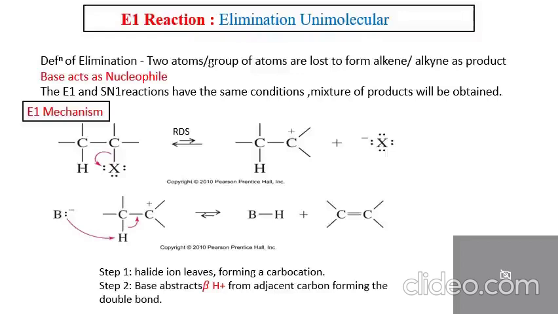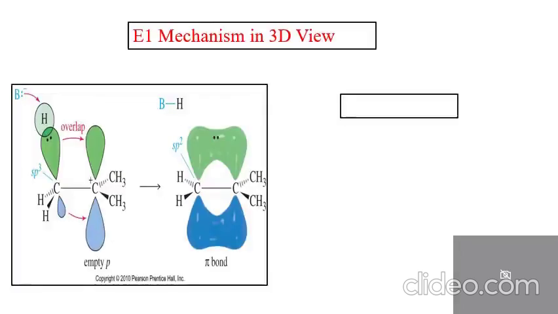Now, in the second step, the base acts as a nucleophile. It will abstract the beta hydrogen. The electrons will shift and the double bond will form. Therefore, the double bond forms between C alpha and C beta, giving an alkene as a product.